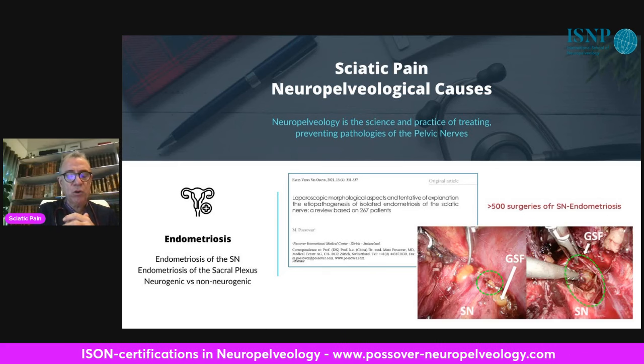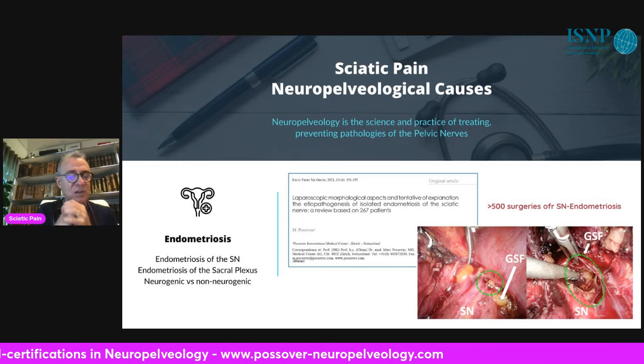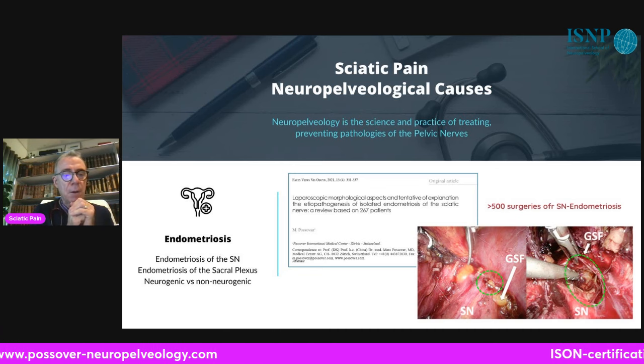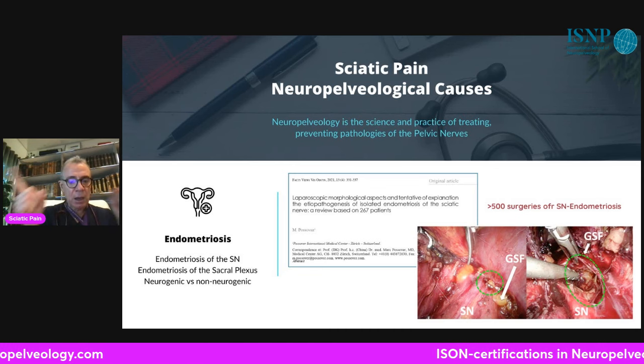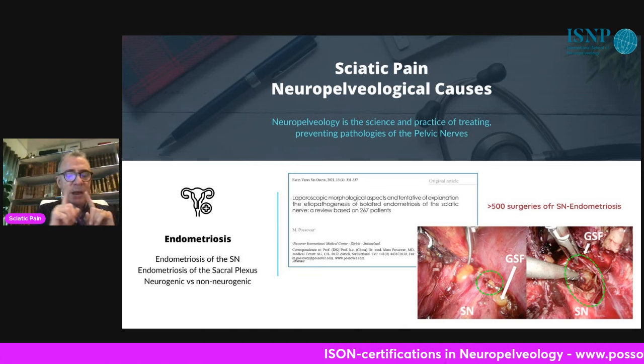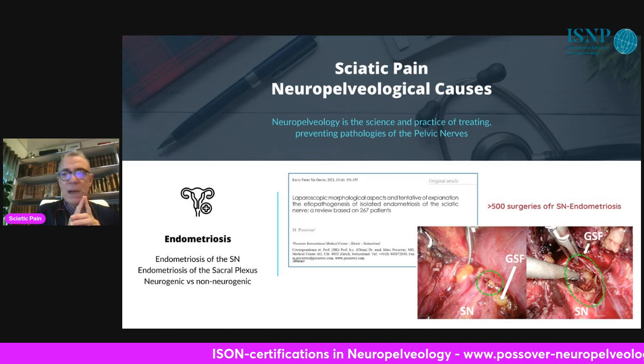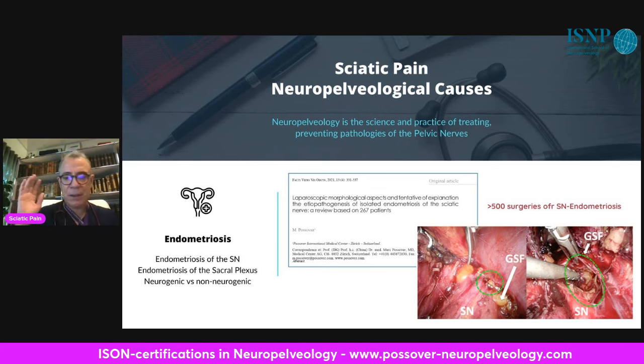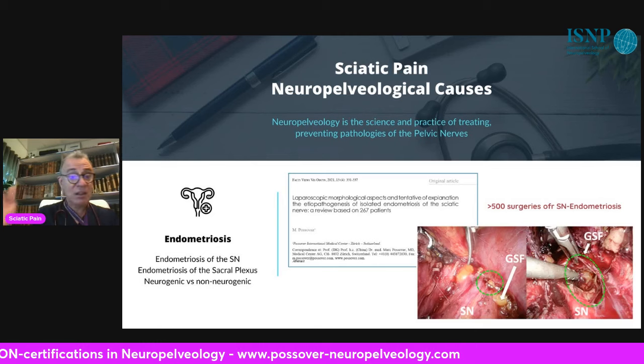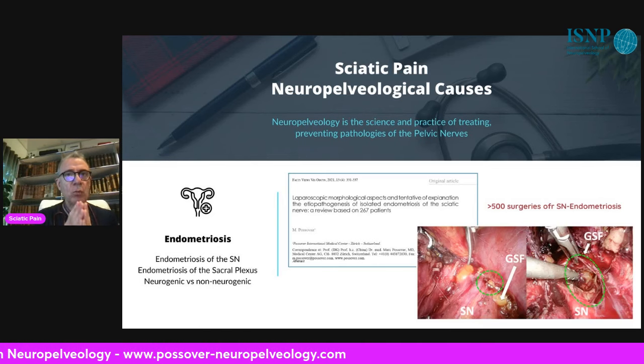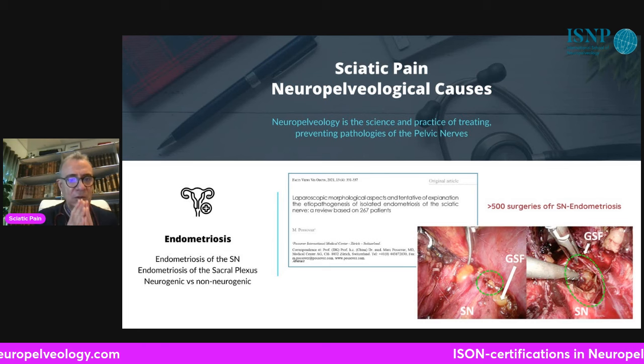And this paper focused on 267 patients affected by this kind of endometriosis of the sciatic nerve. And what we found out is that this kind of endometriosis will not need 10 years to develop and to destroy the sciatic nerve. That is really a short story. Endometriosis of the sciatic nerve will destroy the nerve within 1 to a maximum of 3 years.